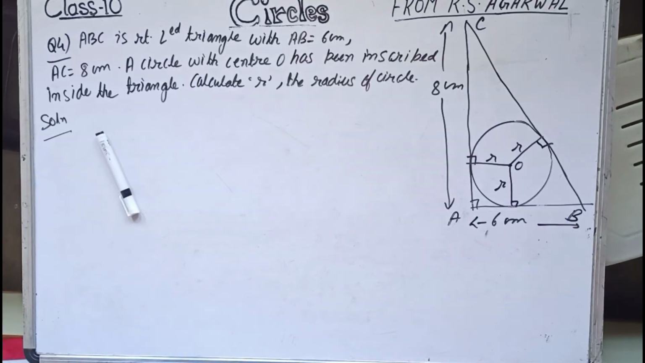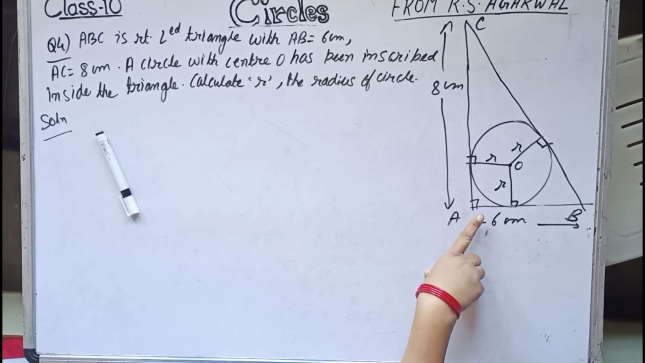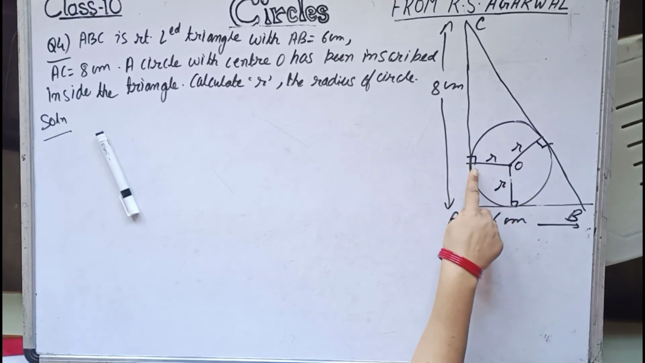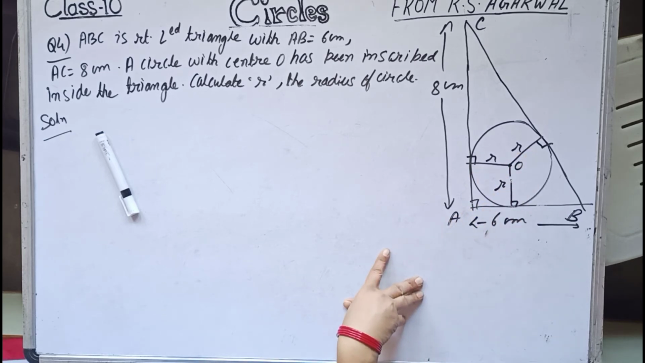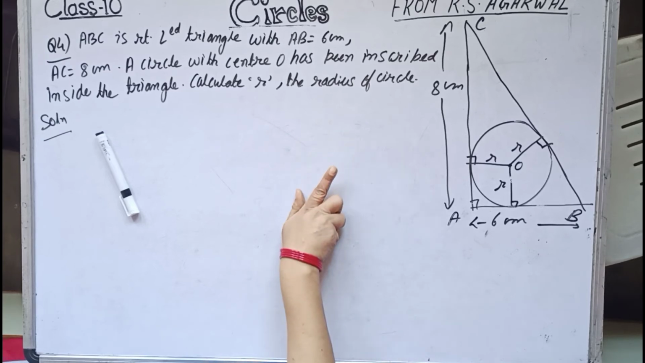Now let us move to question number 4. Question number 4 says that ABC is a right angle triangle, right angled at A, with AB equal to 6 centimeter and AC equal to 8 centimeter. Now a circle with center O has been inscribed inside the triangle with radius R. We have to find the radius of the circle.